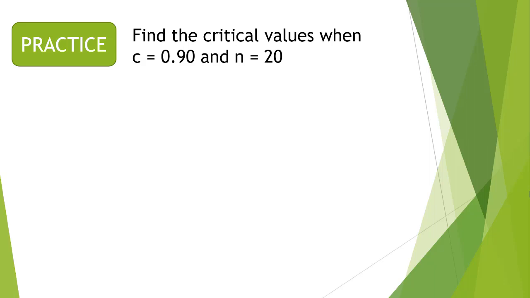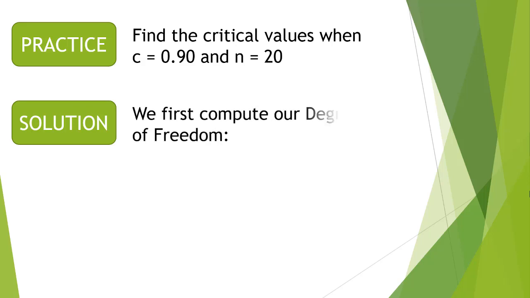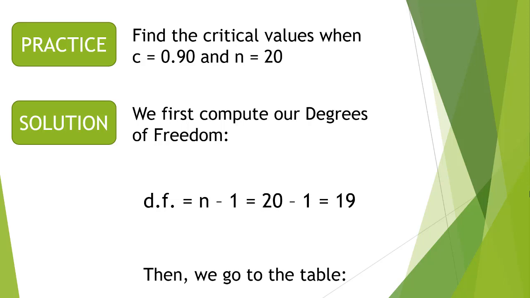Okay, so for our solution here, we're first going to start with the degrees of freedom, because we can't use the table without degrees of freedom. So degrees of freedom are always n minus 1. In this case, our n is 20, so it's 20 minus 1. And 20 minus 1 is 19. So now we can go to the table.